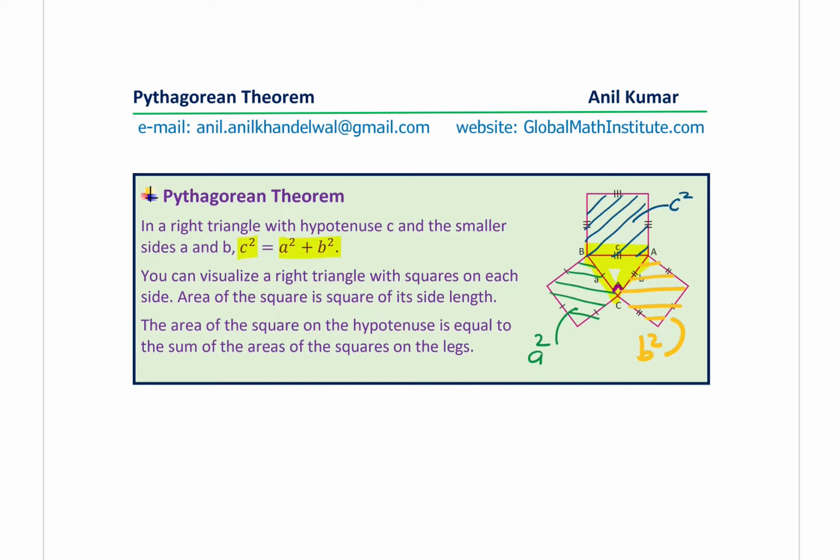So in a right triangle with hypotenuse c and the smaller sides as a and b, c² is equal to a² + b², correct? You can visualize a right triangle with squares on each side. The area of a square is the square of its side length. The area of the square on the hypotenuse is equal to the sum of the areas of the squares on the legs. That is how you could actually write it, right?